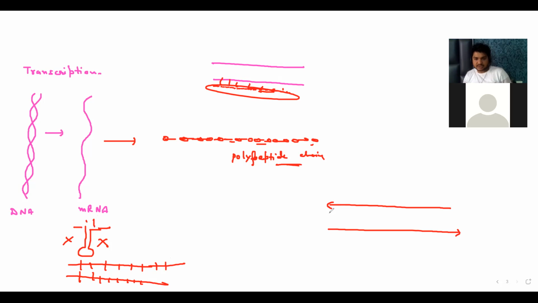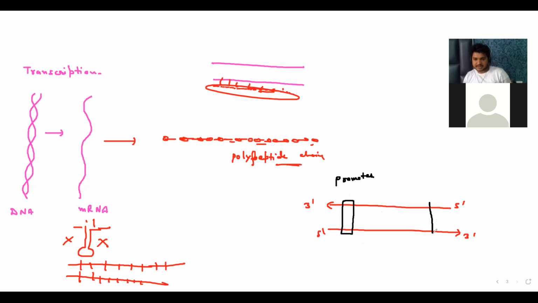Okay, suppose this is the DNA. I told you this is 3 prime to 5 prime, and 5 prime to 3 prime. You should know one thing: there should be one promoter at this side. Promoter means the starting of the RNA transcription process. Transcription is not going to start randomly. It starts from some specific location, and this is called the promoter.